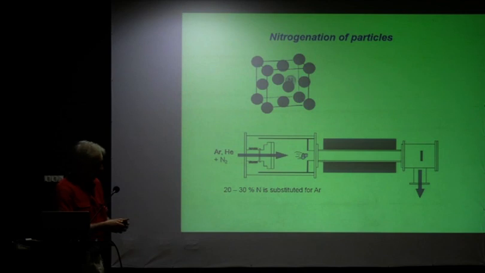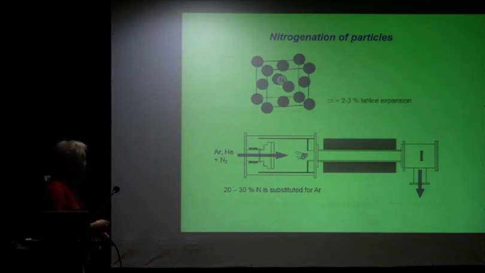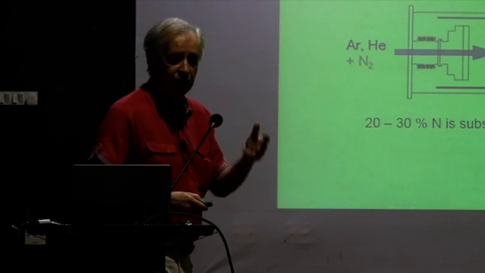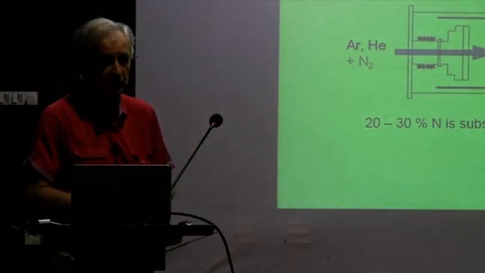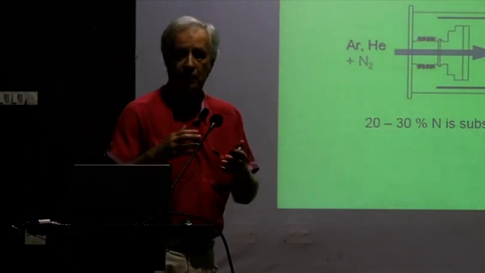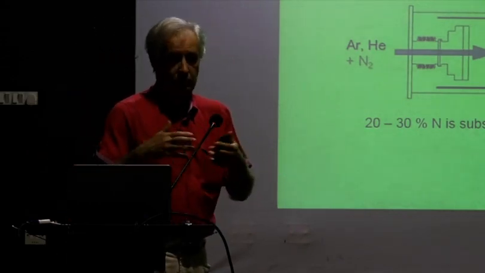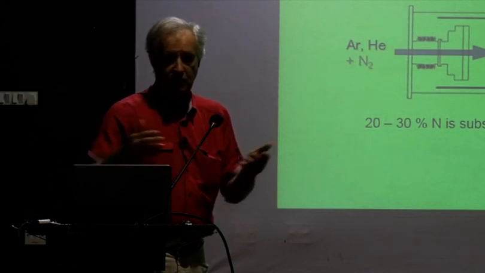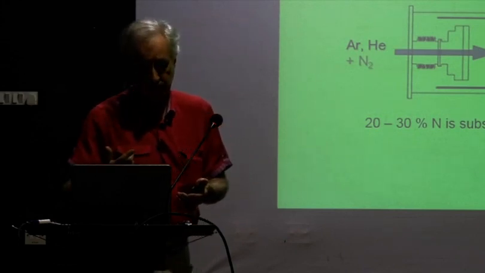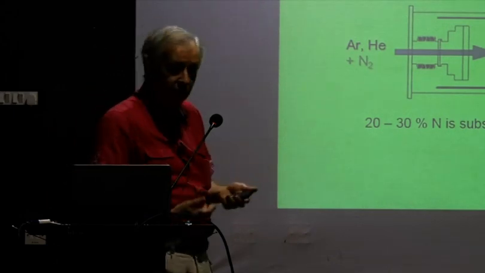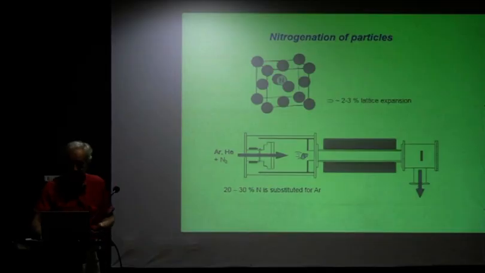And then here you see that nitrogen goes into the structure, and that causes an expansion of about 2 to 3% of the lattice when you put nitrogen in there. 2 to 3% is large, but it can expand. It's because of the extremely high anharmonicity of FCC iron. So that's where magnetism actually works in the sputtering process.